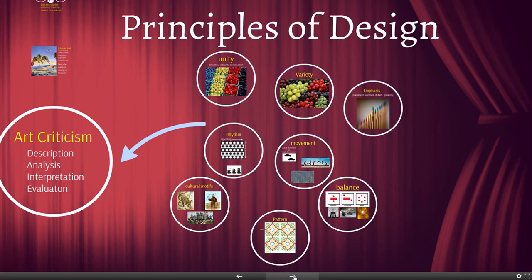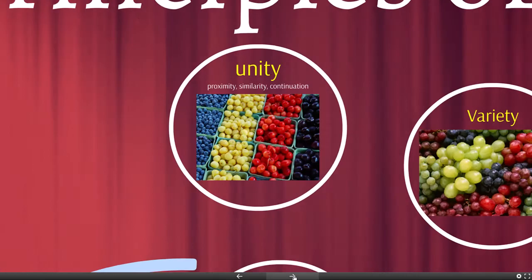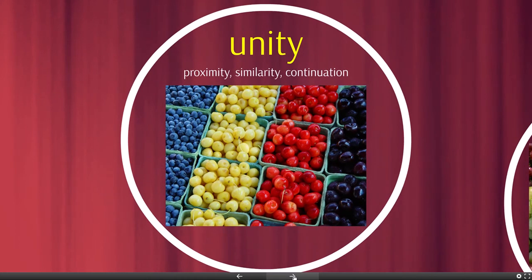Okay, that brings us to the principles of design. The principles of design are how we use elements of art and put them together in artworks. Unity has to do with sameness, right? So unity has to do with grouping things together, sameness. In this picture, we have 3 types of unity. We have proximity, similarity, and continuation.